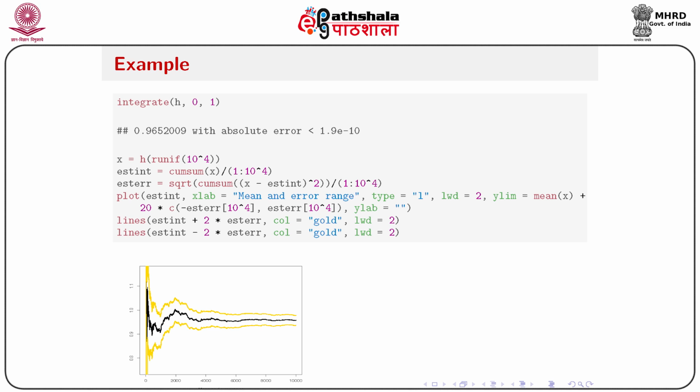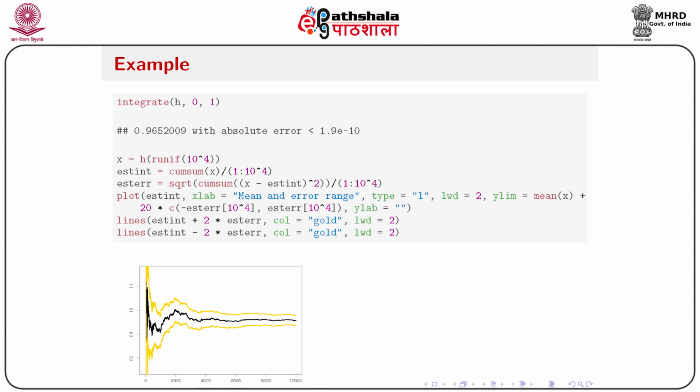Now we'll use x equals h(runif(10^4)). That means x would be the h of x, where x follows uniform 0 1. Now the estimate of the integral is the cumulative sum of x divided by 1 to 10 to the power 4, and the estimate error is the square root of the cumulative sum of this expression. Then we can plot the actual integrated value and the 95% confidence interval here. You can just go through this code, which might help you understand how this plot has been generated.